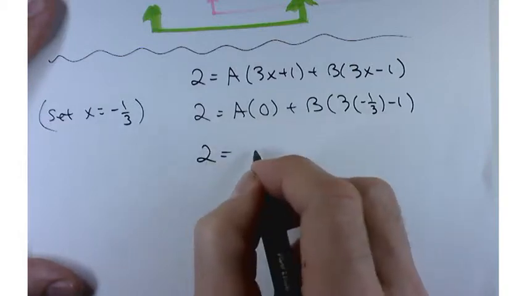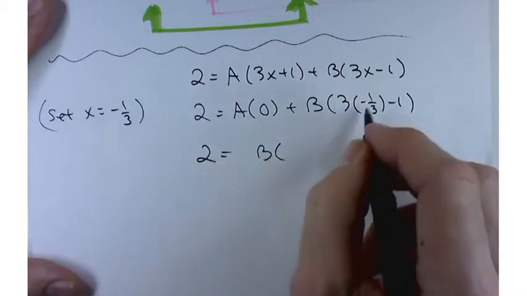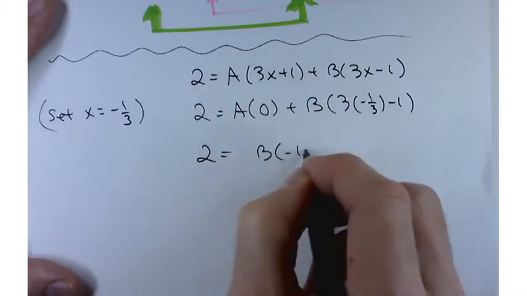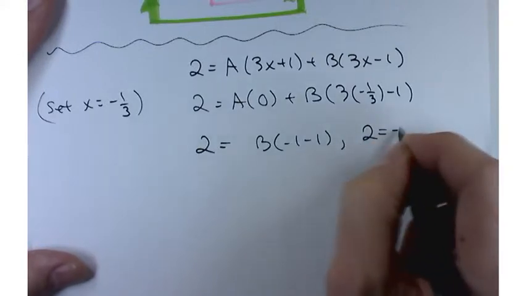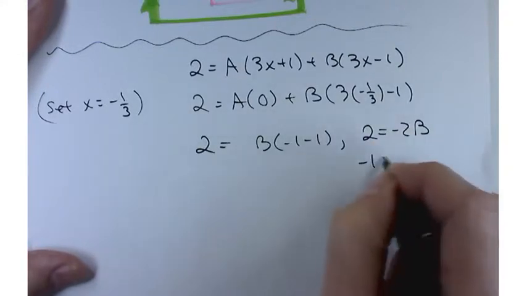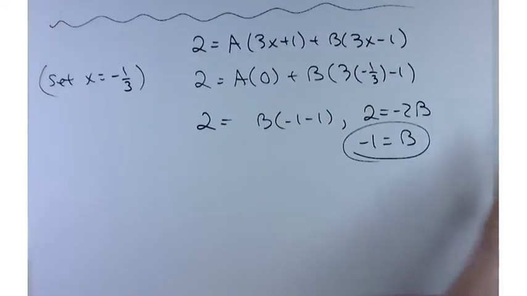It's going to be, well, that's just 0, so I'll just ignore that. B times -1 minus 1. Or better yet, 2 equals -2b. Cool. So I get -1 for b. Nice.